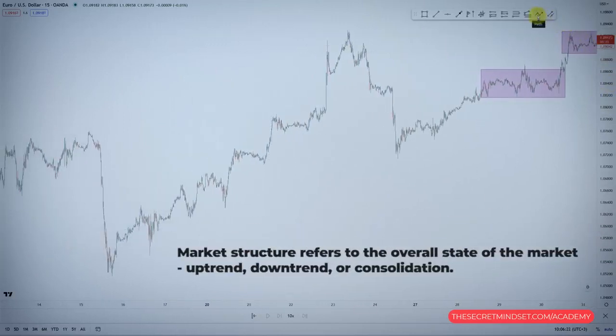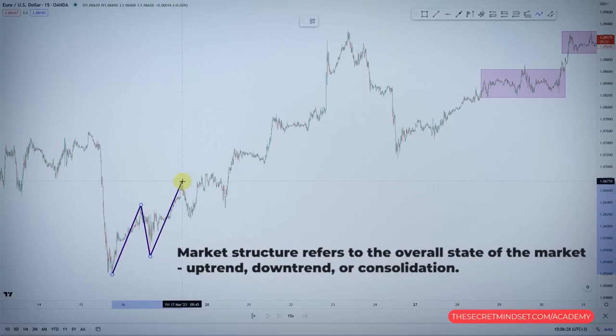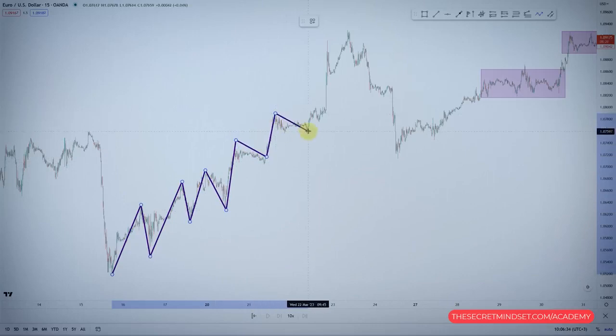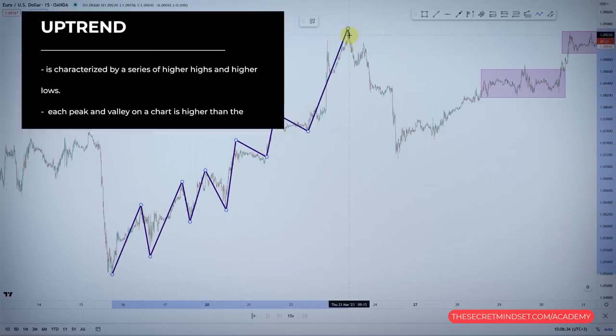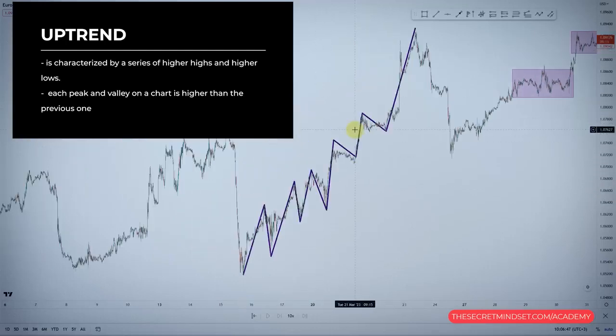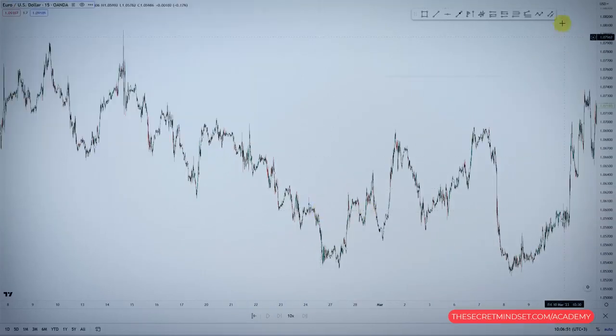Market structure refers to the overall state of the market, which can be labeled as either an uptrend, downtrend, or consolidation. Identifying the current state of the market is the first step when you want to day trade. An uptrend is characterized by a series of higher highs and higher lows. This means that each peak and valley on a chart is higher than the previous one, indicating that buyers are in control of the market.